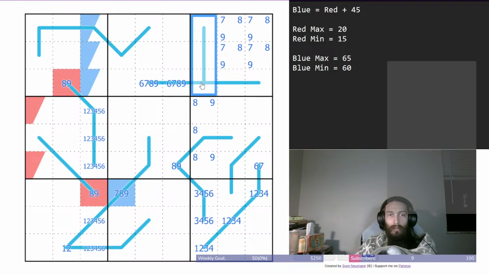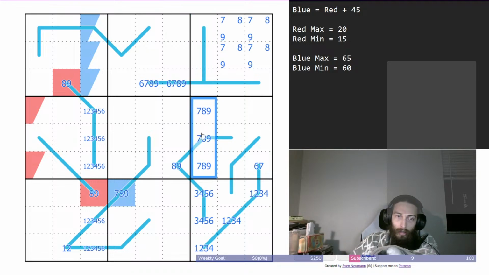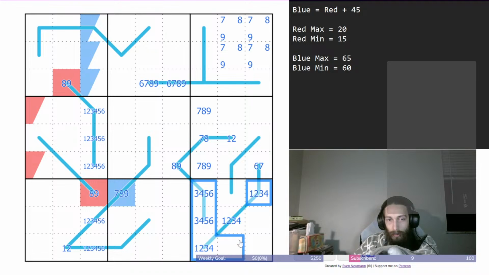And this has to be 1 through 6. So now where does 7 go in this column? Well, it has to go here. These are 7, 8, 9. This can't be a 9, so this is a 1 or a 2. But the question here, because this is now 15 or 16, is whether or not we have a 5 or a 6.